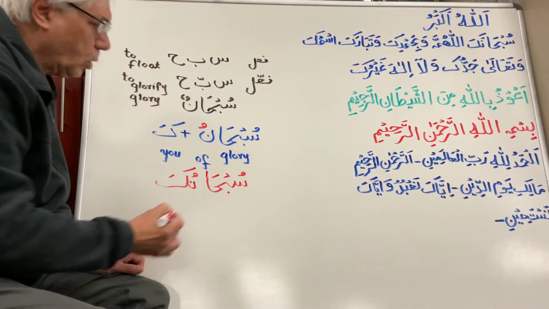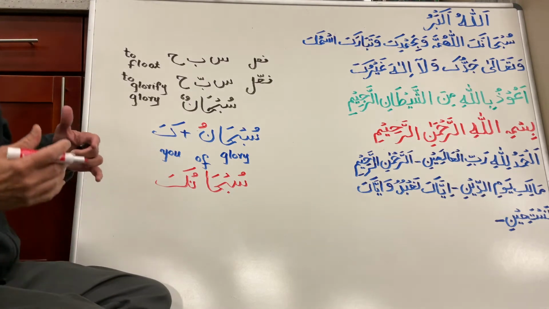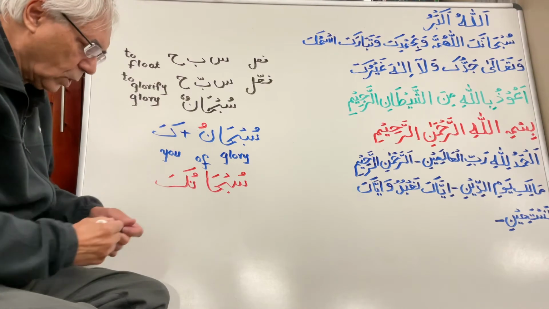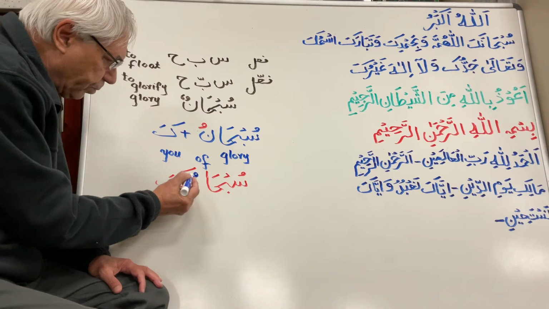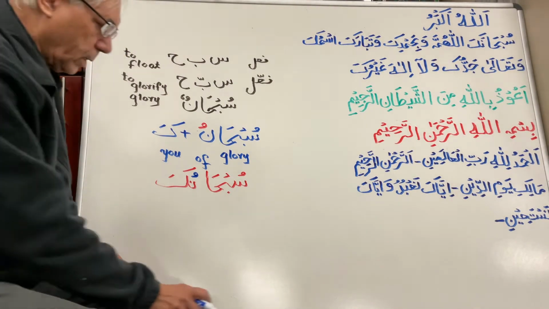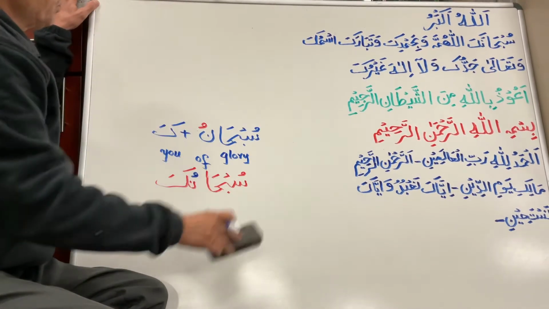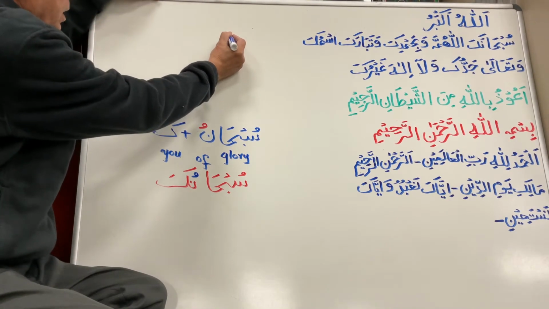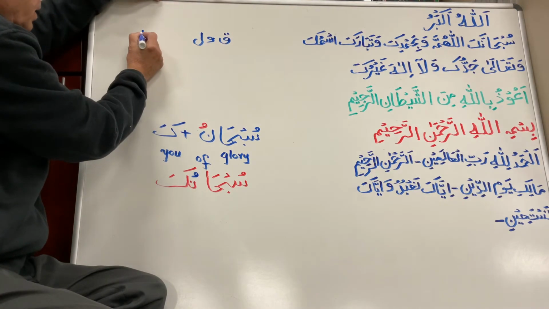Subhanaka means glory to you, tasbih to you. Glorious are you. So that's the meaning of subhanaka. At this time, this noon has a pesh on it. Now I'm going to introduce one rule here. First of all, I am going to use these three letters, though I can use any other letters also: Qaf, Waw, Lam. This means to say.